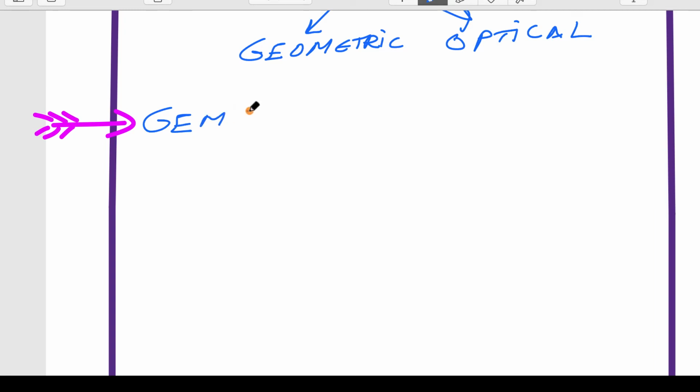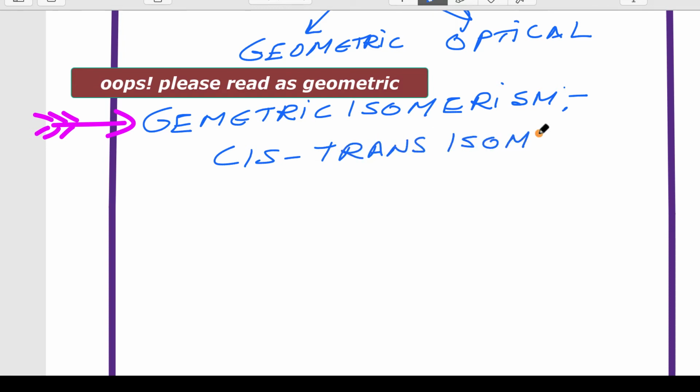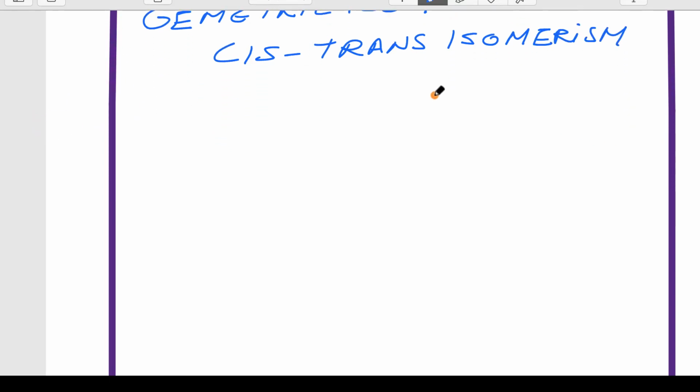The second objective is geometric isomerism. So what is geometric isomerism, and what are the different types? That we will talk about. In geometric isomerism, again, there are two types, which we call cis and trans isomerism. So in cis and trans isomerism, let us see what it is.